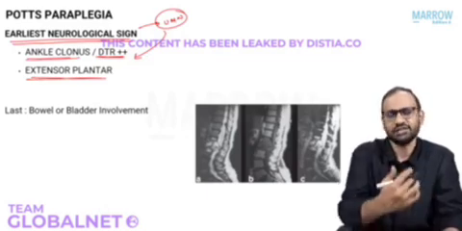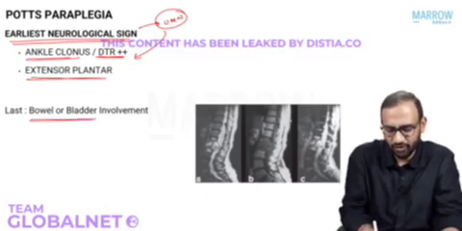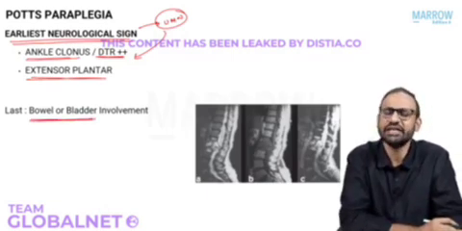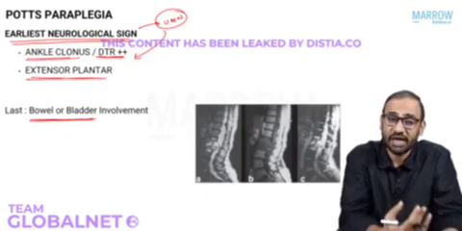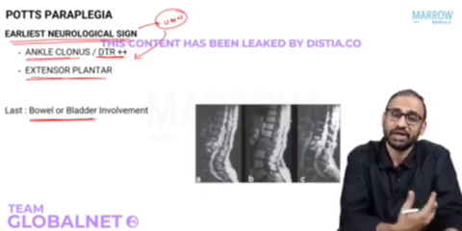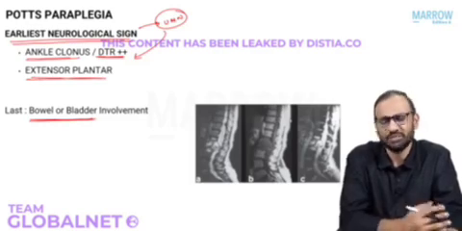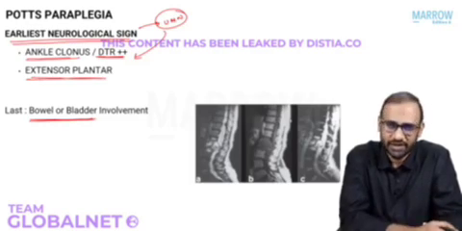Very late in the disease process, bowel and bladder involvement will be seen. Usually when the patient has bowel bladder involvement because of tuberculosis of the spine manifesting as Pott's paraplegia, the prognosis has become poor because it's already too late in the disease process.